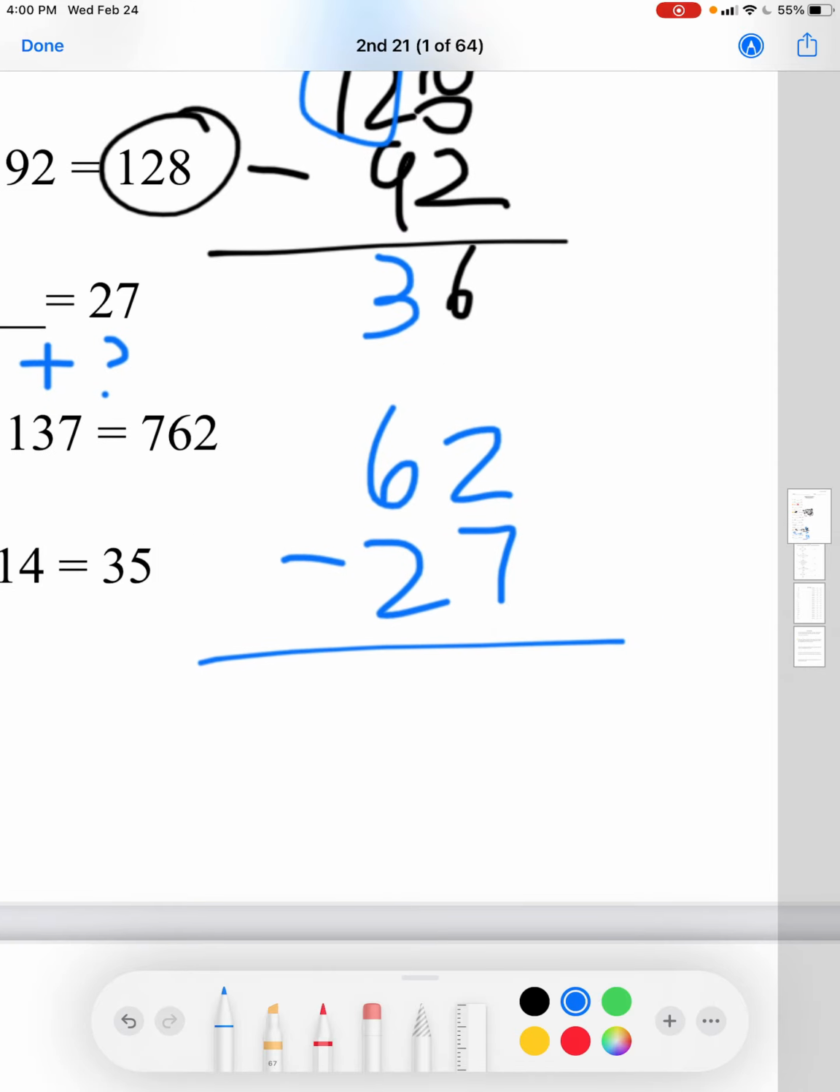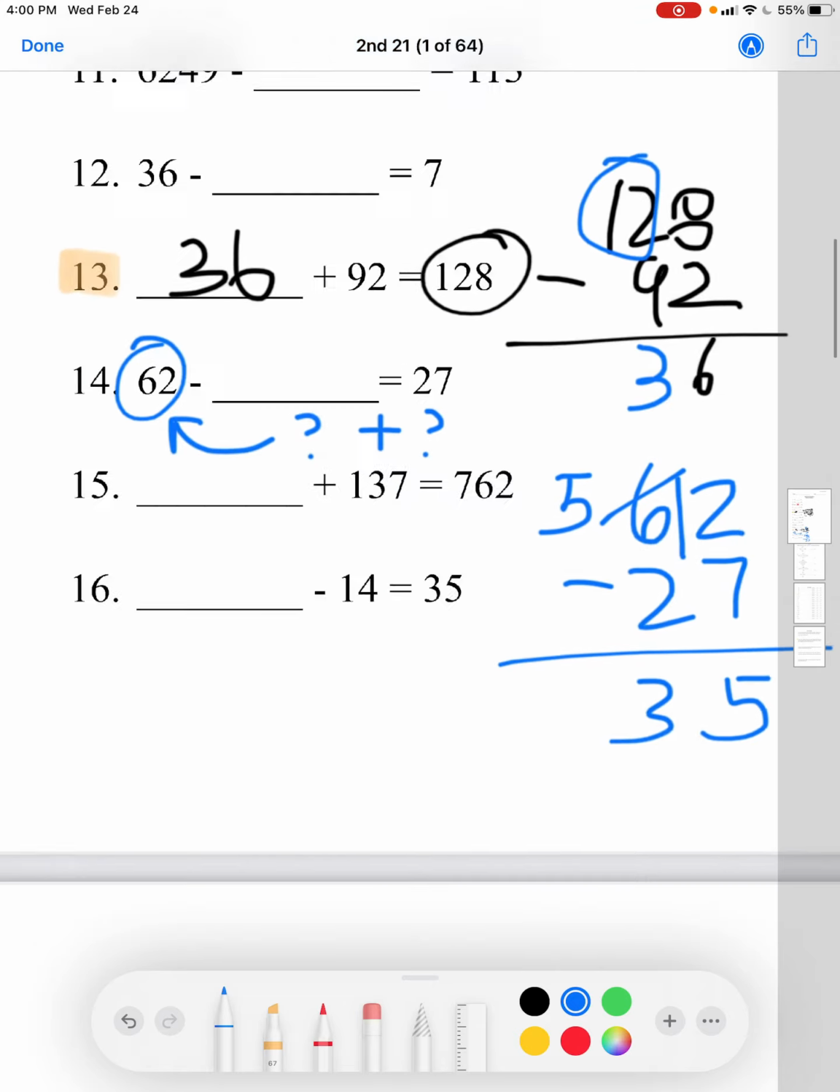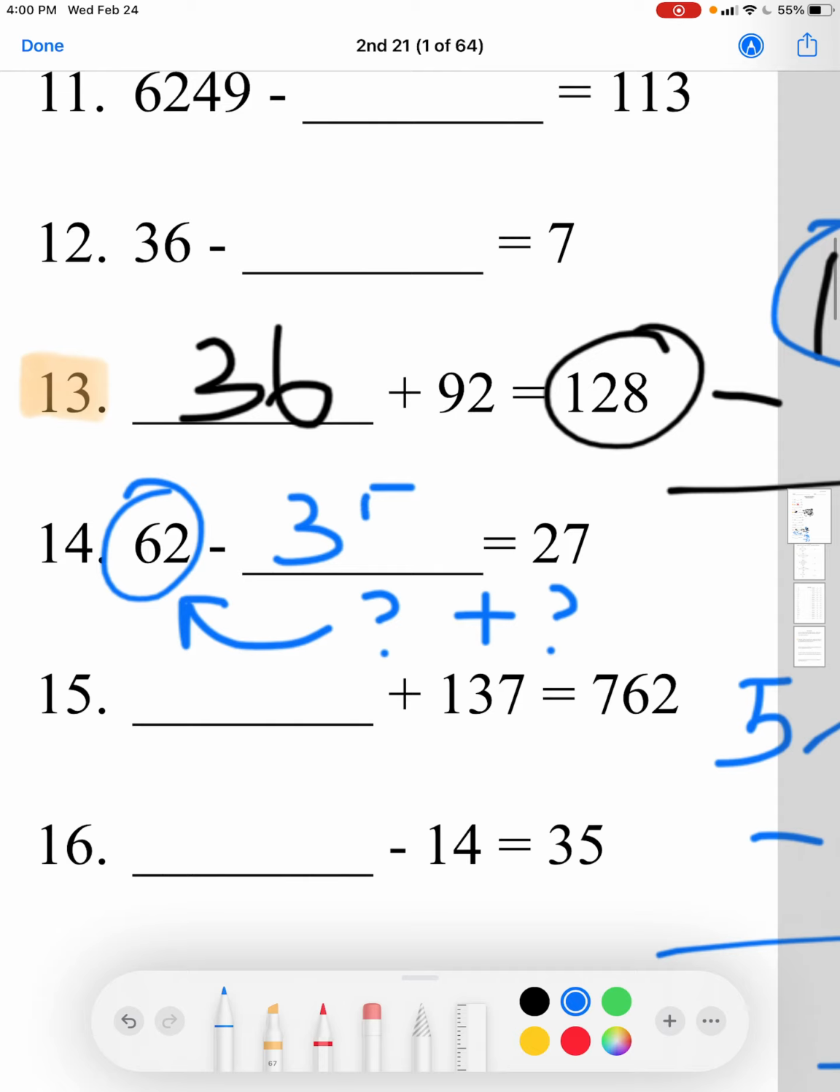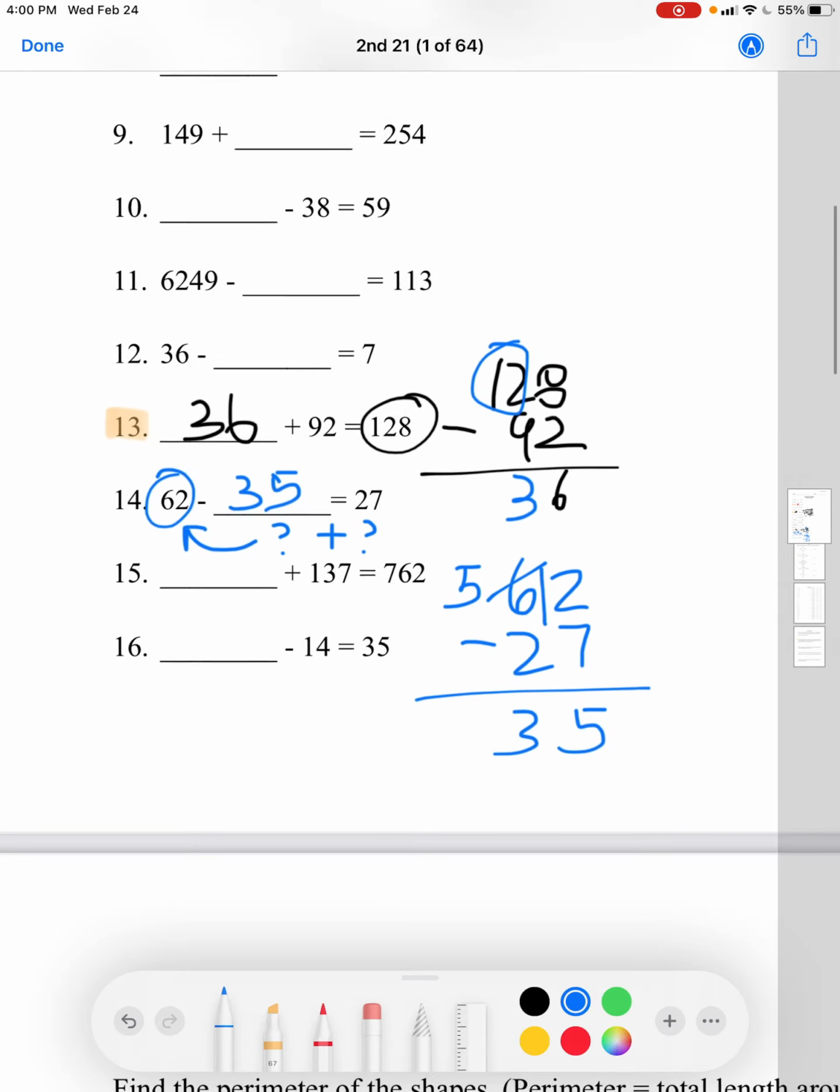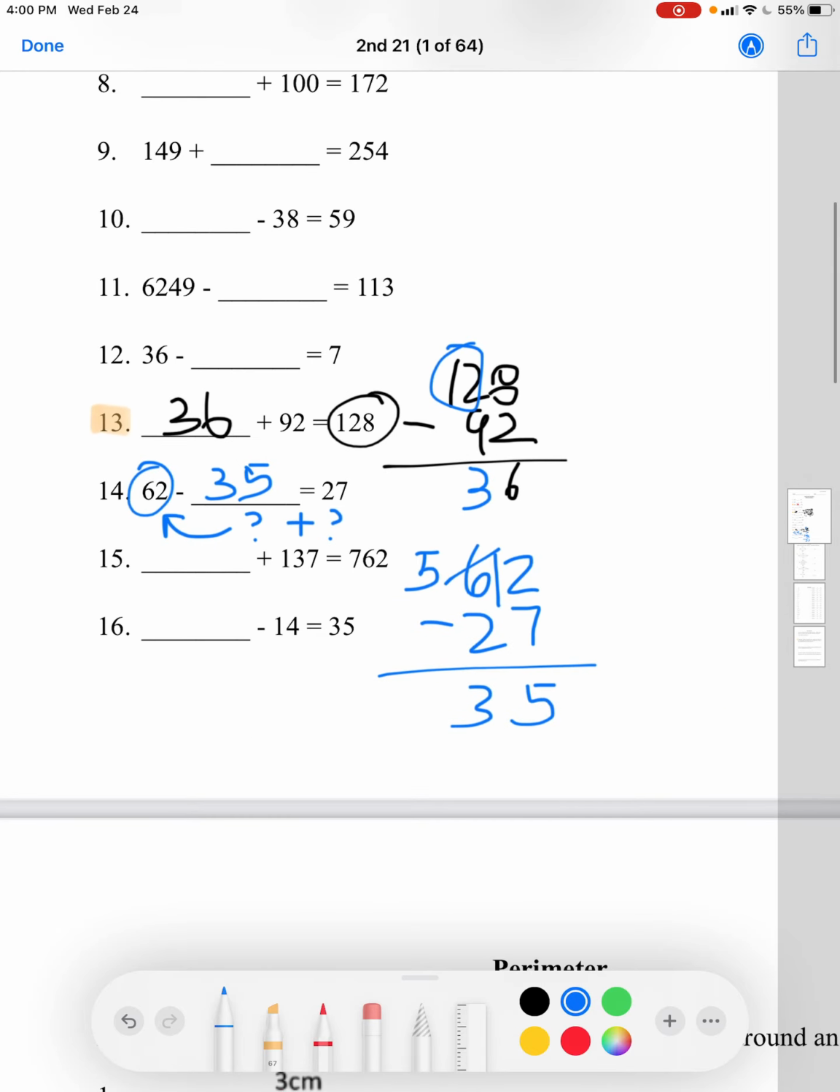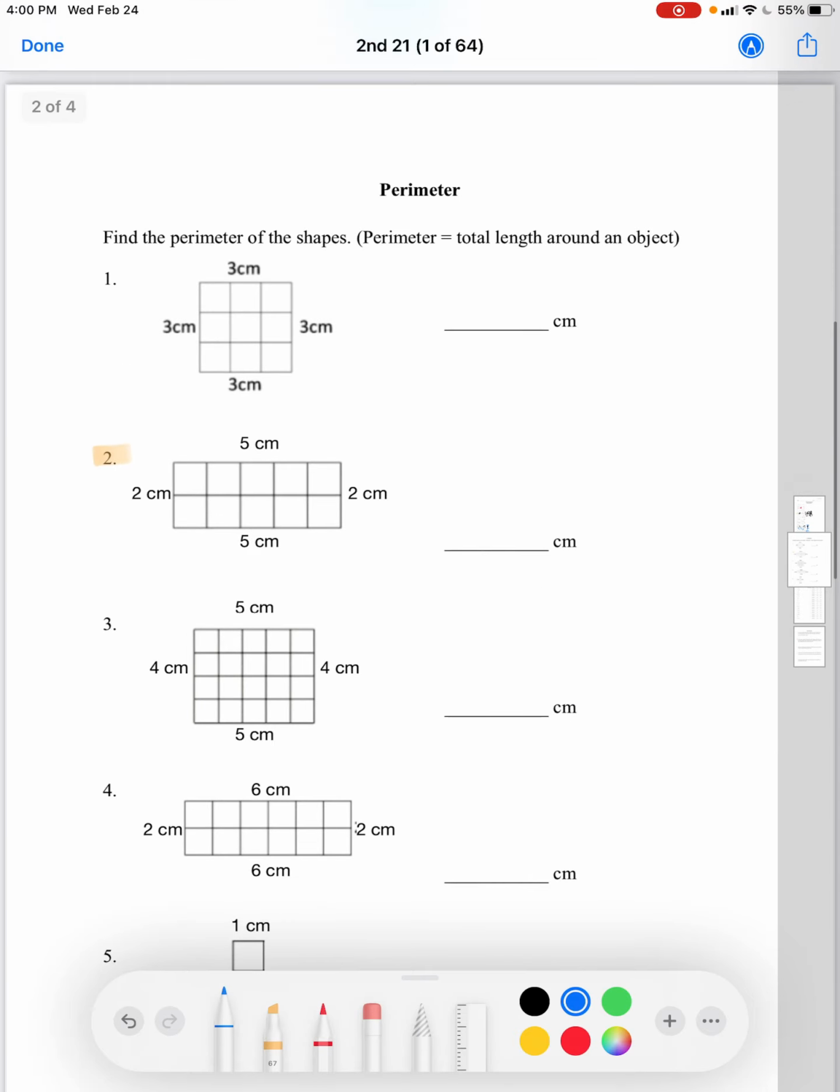We have 2 minus 7. Since we can't do that, we'll have to regroup. 12 minus 7, which equals 5. 5 minus 2 equals 3. The answer is 35. If you look, 62 minus 35 does equal 27, so you know you got the right answer. Now let's go over perimeter.